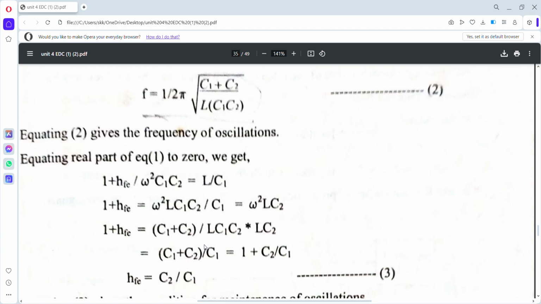So small rehearsal. First generalize the equation, then substitute the impedance. You got an equation. 3 steps ஆயிடுச்சா? Fourth step, real part is equal to 0. Find out HFE. Fifth step, imaginary part is equal to 0. Find out f. That's all.